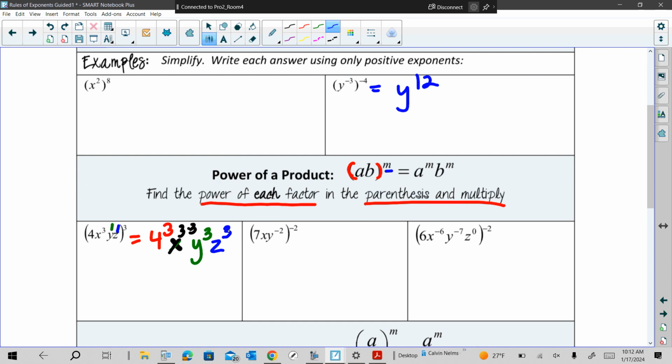Don't you need a cube? I did 4 to the cube. It's in red.